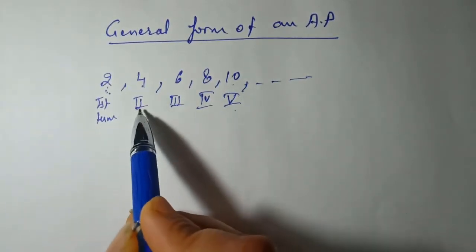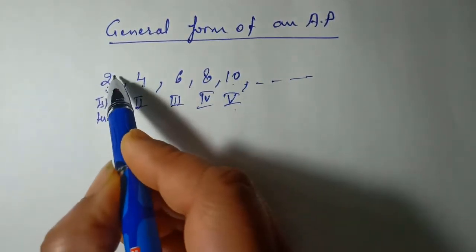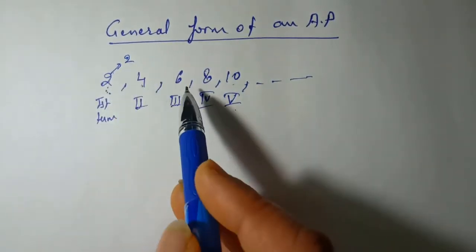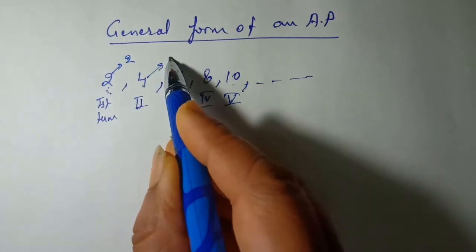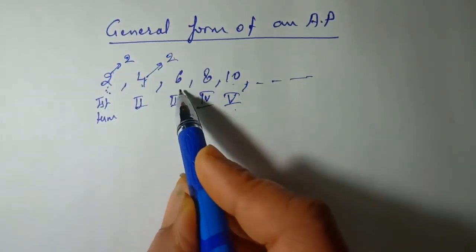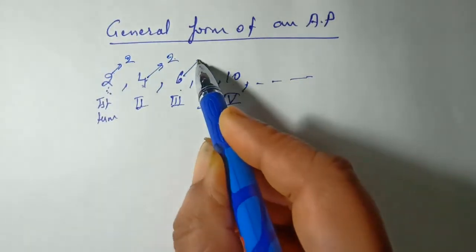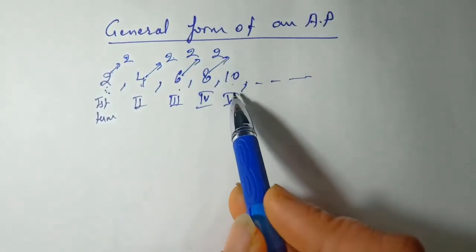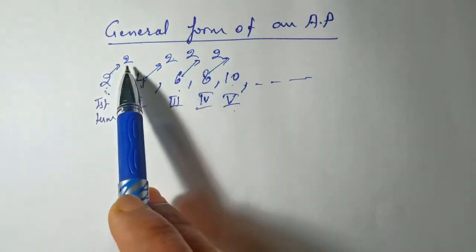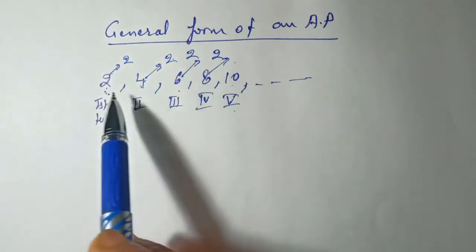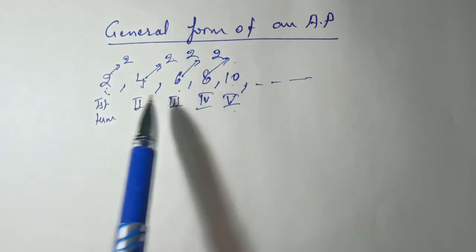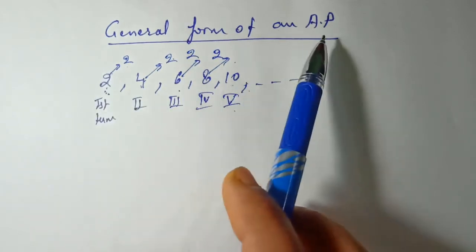So here, if we have to frame the second term, then we have to add 2 to the first term, 2 plus 2, 4. For the third term we have to add again 2 to the second term, this will give 6. For the fourth term we have to add 2. For the fifth term we have to add 2. So here we are observing that the same number is added to the preceding number to form the succeeding term. So that's why this series is called AP.